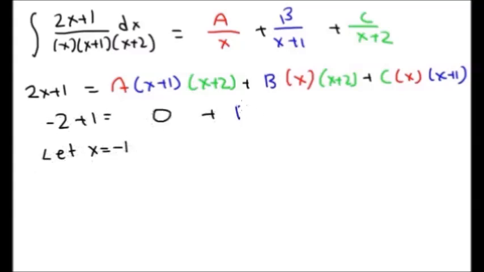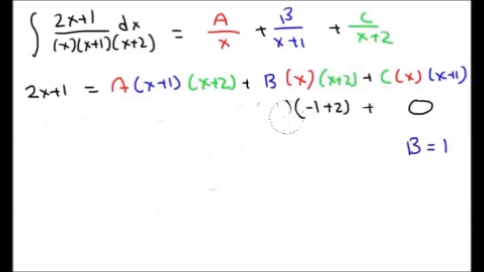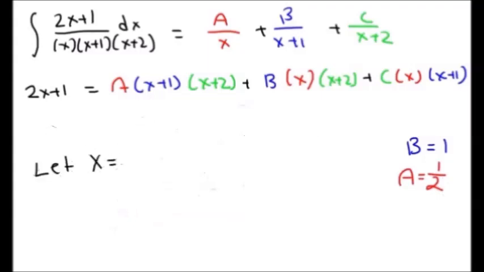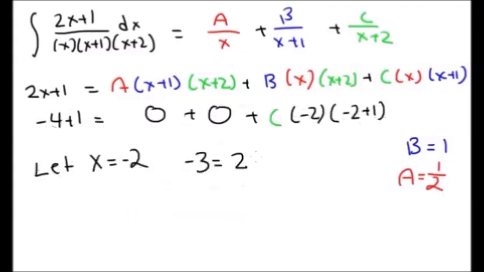Using the Heaviside method, we can then have x equals negative 1, which will result in b equaling 1. Using x equals 0, we will then find a as equaling 1/2. And using x equals negative 2, we can then find that c will equal negative 3/2.